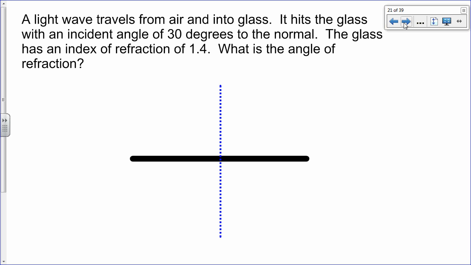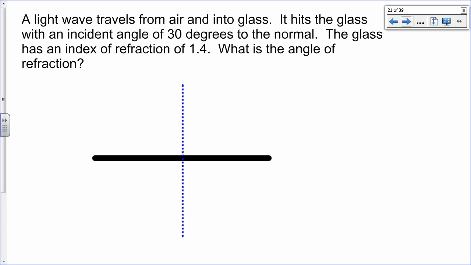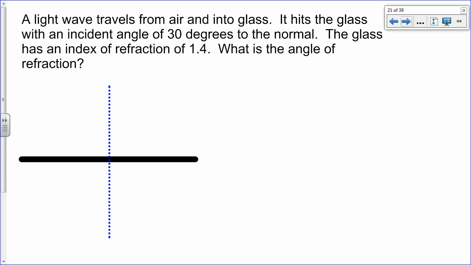Well, let's do this one. I would draw your little XY axis here again. Hang in there, you guys are doing good. We just have 5 more minutes. One more example. A light wave travels from air and into glass. It hits the glass with an incident angle of 30 degrees to the normal.